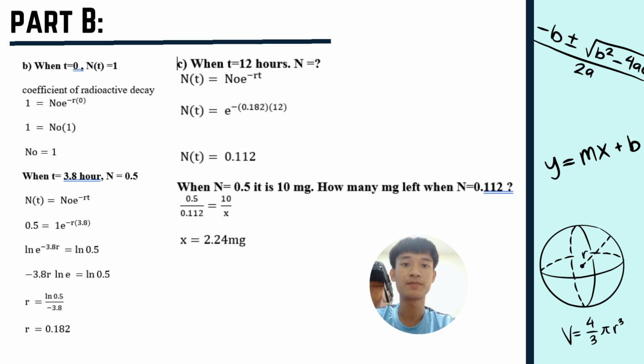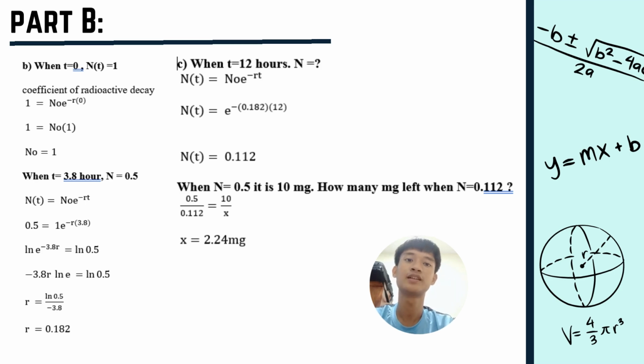So what we'll do, we'll sub into the formula. So n at t time is 0.5, and then t is 3.8, so we can get r is 0.182. So once we got the value of r, we already got the value of n initial, so we can sub into the formula to find question C.